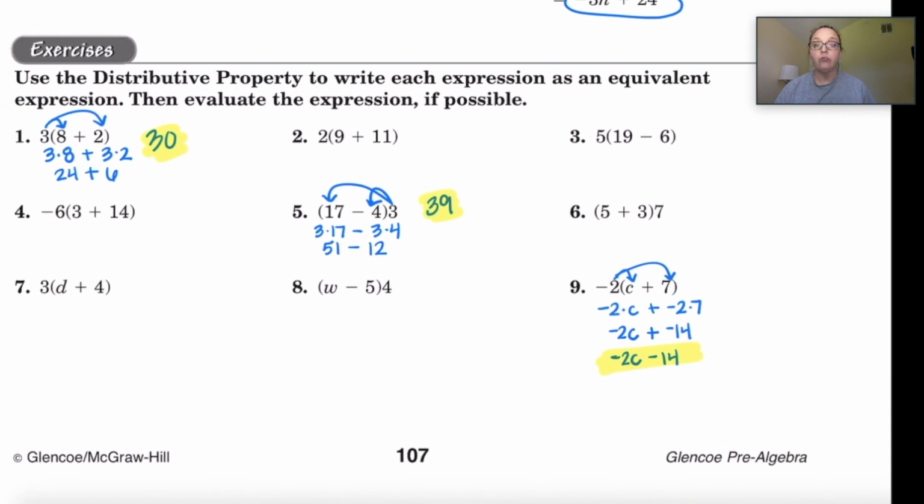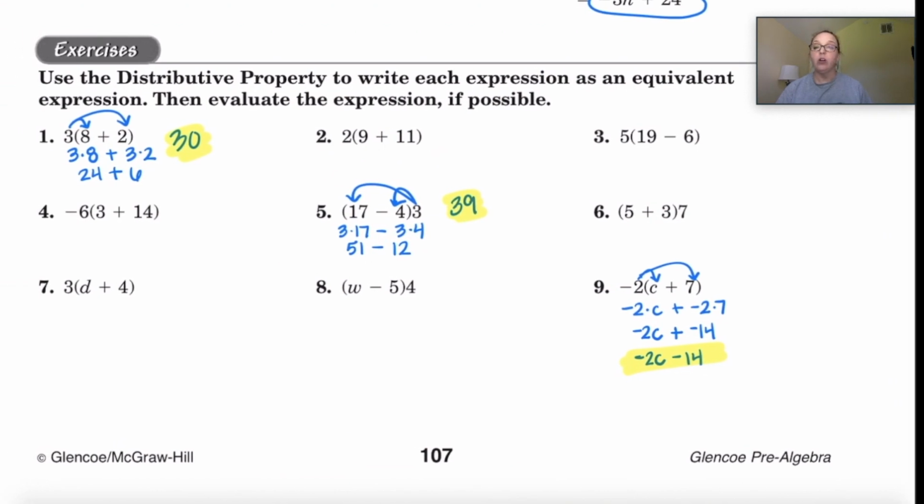Okay, I want you to go ahead and pause the video. You have problems 2, 3, 4, 6, 7, and 8 that you need to complete. Do complete those independently, and then you can come back and check your solutions and see if you got them right.